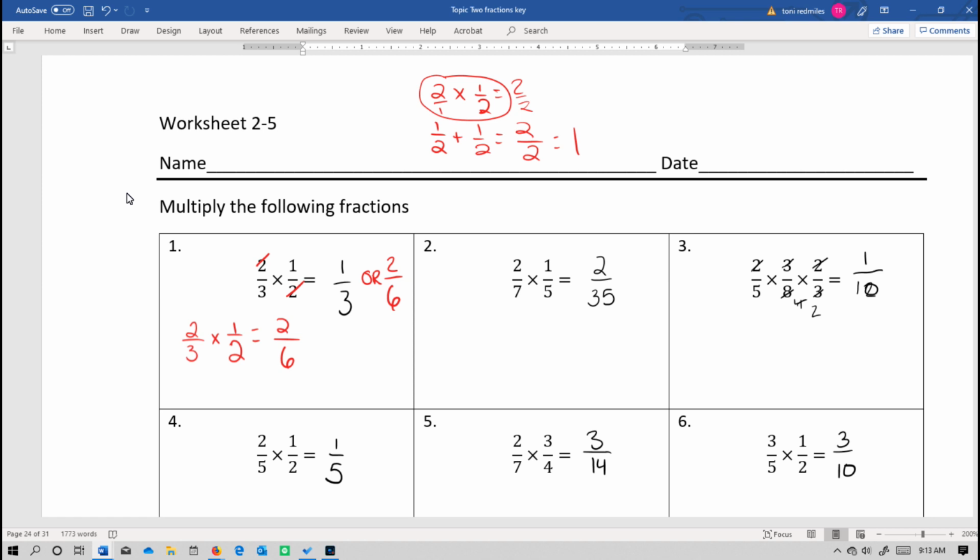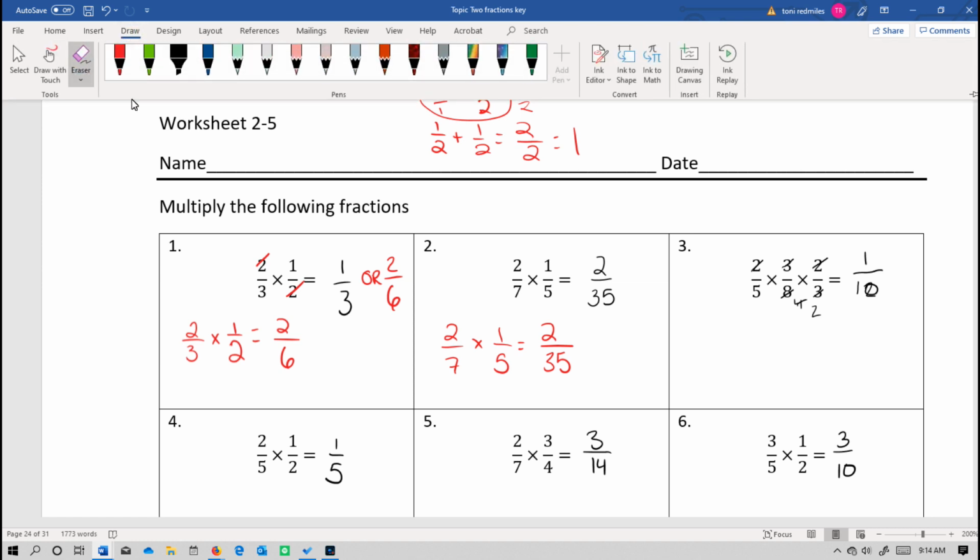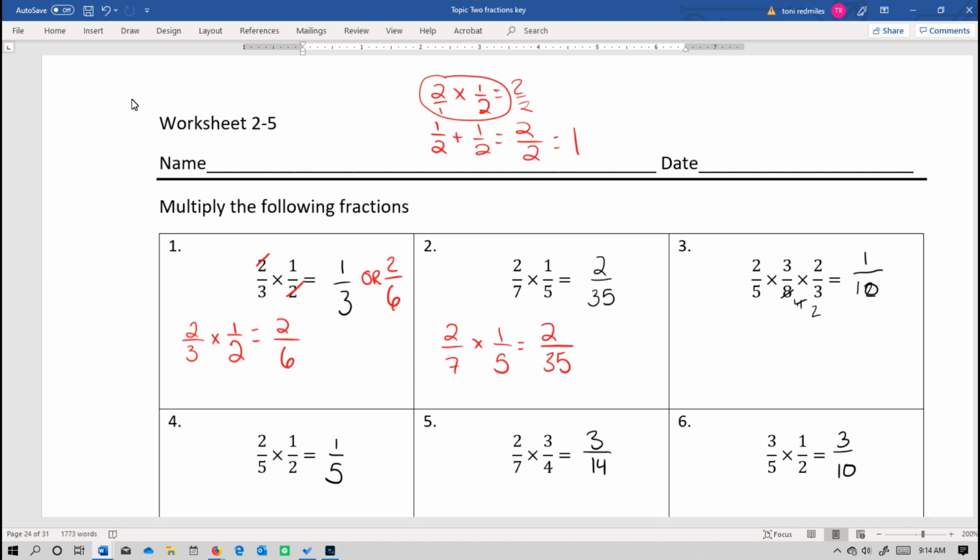Okay? Now this one, there is really no cross-canceling I could have done, so all I have to do is multiply across the top, which is 2. 7 times 5 is 35. Okay, so as you can see, I kind of modeled some of my cross-canceling in this one. I'm going to go ahead and get rid of it, though, for the purposes of showing you again.